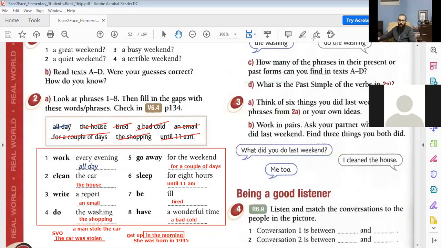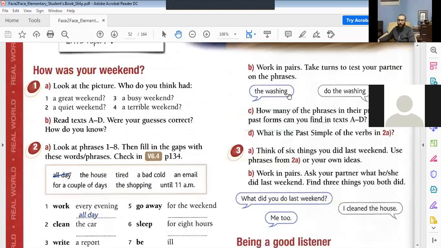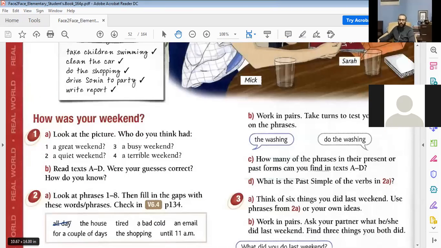Okay, so let's move on. So here it says work in pairs, take turns. Okay, this is good. Okay, so now I'm going to say one of these phrases and you have to give me the correct verb, okay? مثلا the washing، نقول the washing and you say do the washing.